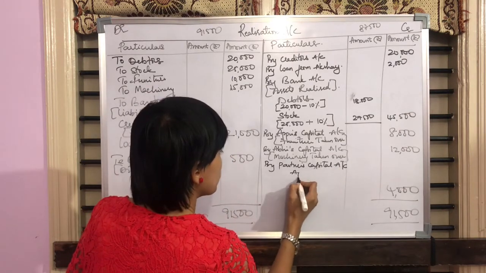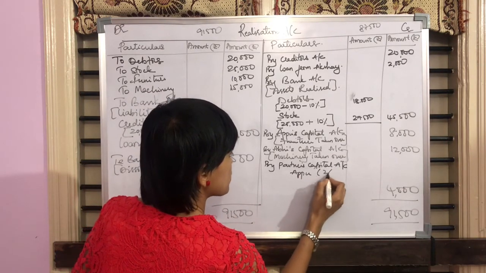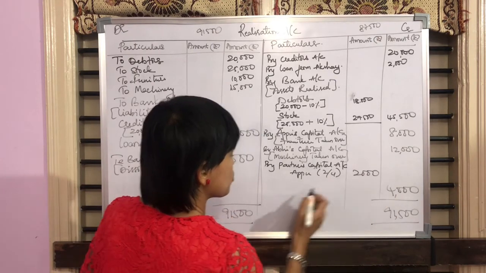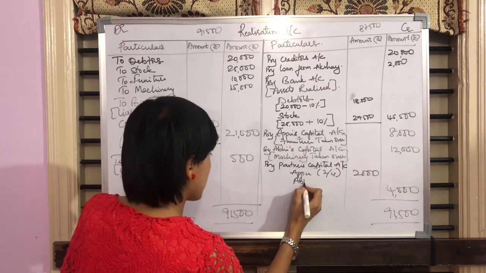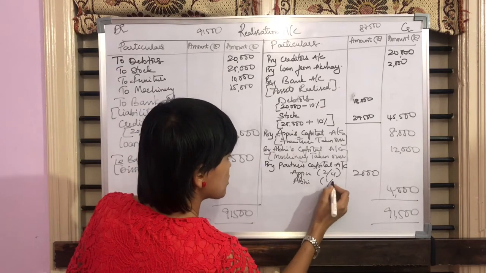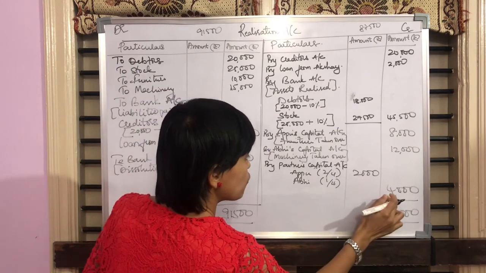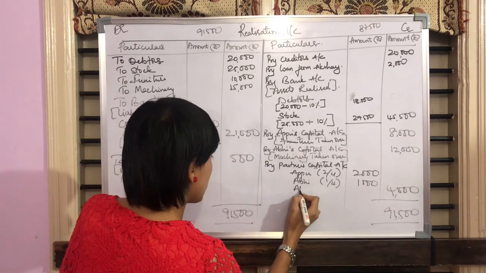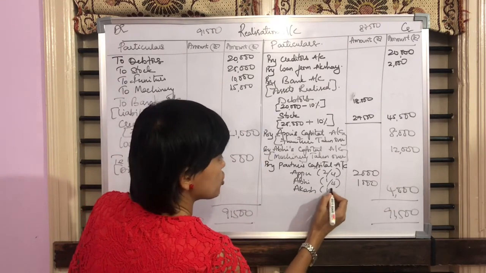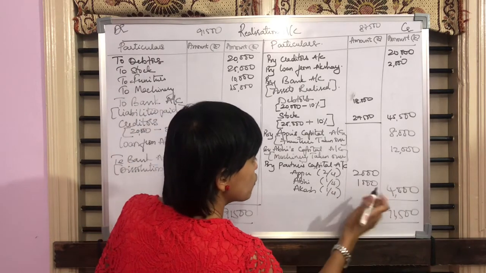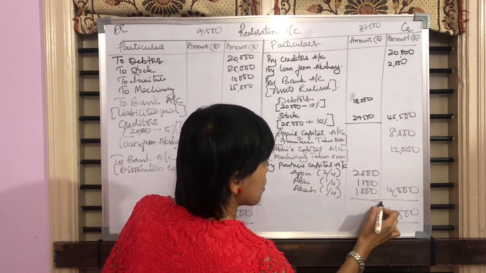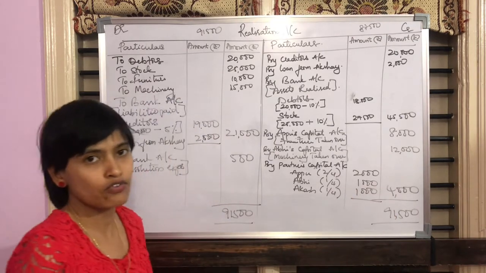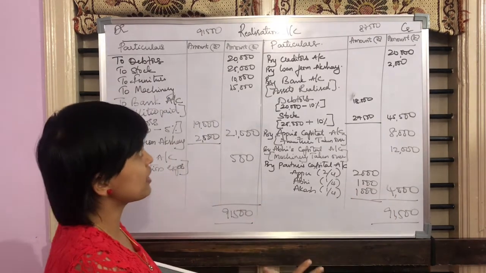The first partner is Apu. His share is 2 by 4 into 4,000, 2,000. The next partner is Abhi. His share is 1 by 4 into 4,000 is 1,000. The last partner is Akash. His share is 1 by 4 into 4,000, amount is rupees 1,000. So if you add all this amount, you will get rupees 4,000. That's it with the balancing, students.